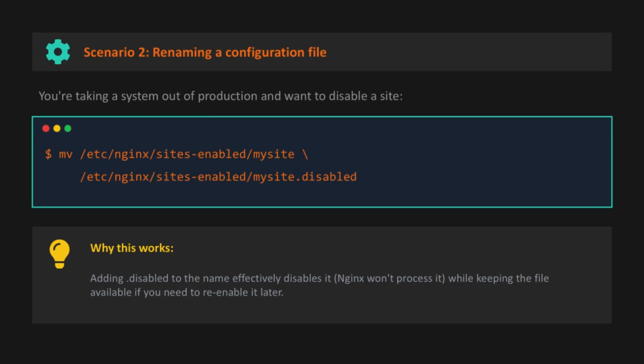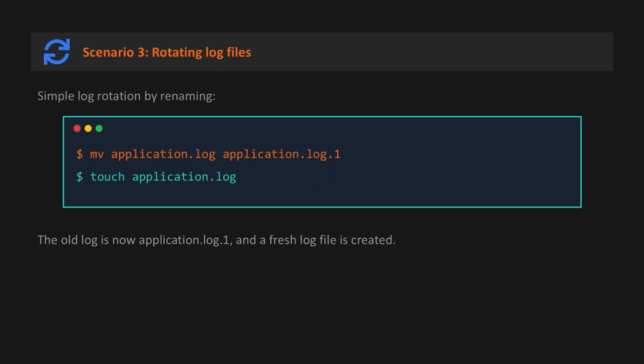Adding the .disabled to the name effectively disables it, and Nginx won't process it. So you'll still be keeping the file available if you need to rename it, if you need to re-enable it later. If you need to rotate log files, just do simple log rotation with this renaming command you see on the screen. The old log will now have the new name and a fresh log file is created. You've got the move command there and the touch command for the file creation.